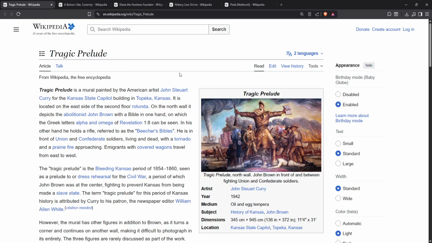He is in front of Union and Confederate soldiers, living and dead, with a tornado and a prairie fire approaching. Immigrants with covered wagons travel from east to west. The Tragic Prelude is the Bleeding Kansas period of 1854 to 1860, seen as the prelude, or dress rehearsal, for the Civil War, a period in which John Brown was at the center, fighting to prevent Kansas from being made a slave state. The term Tragic Prelude for this period of Kansas history is attributed by Curry to his patron, the newspaper editor William Allen White.